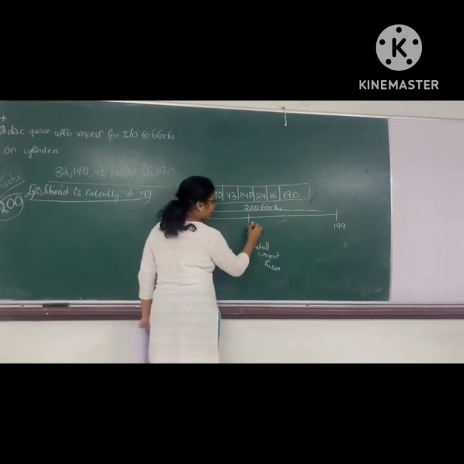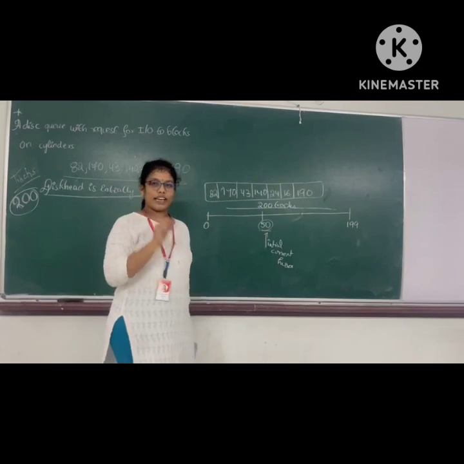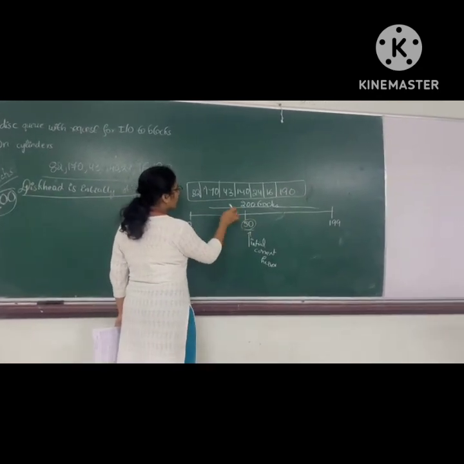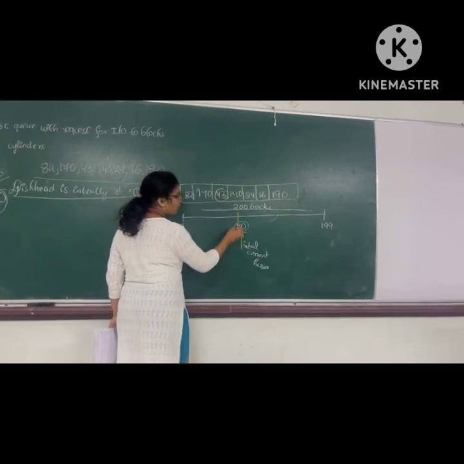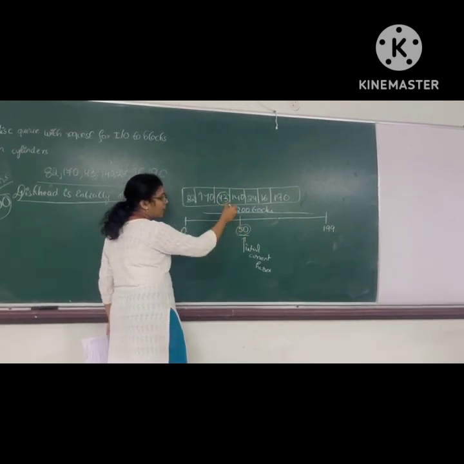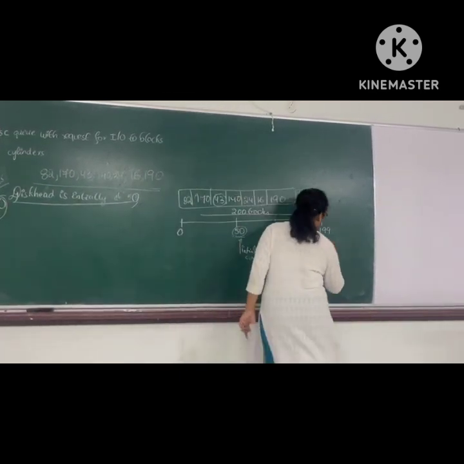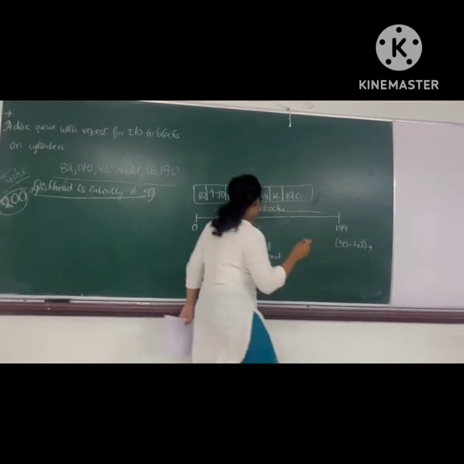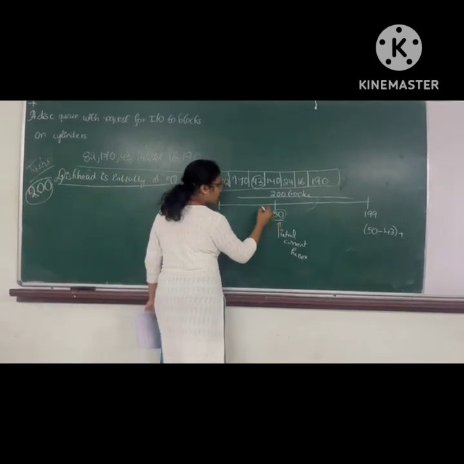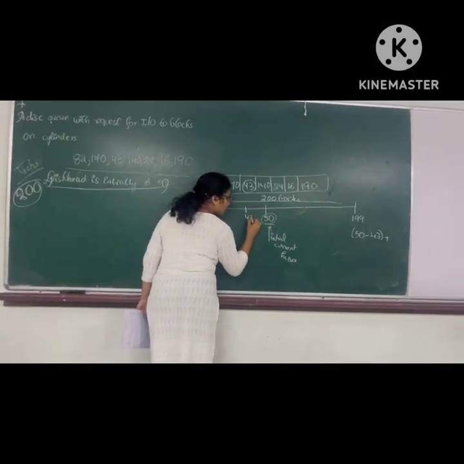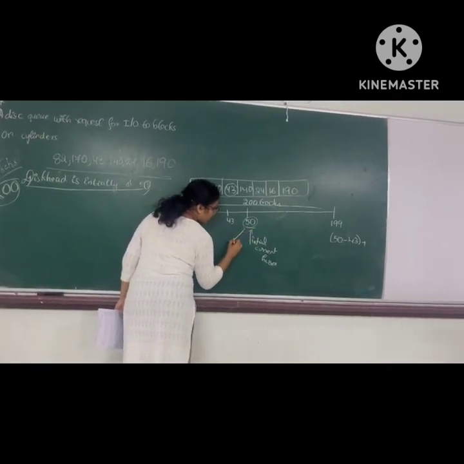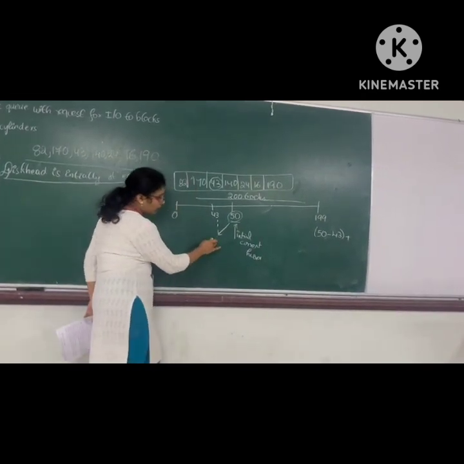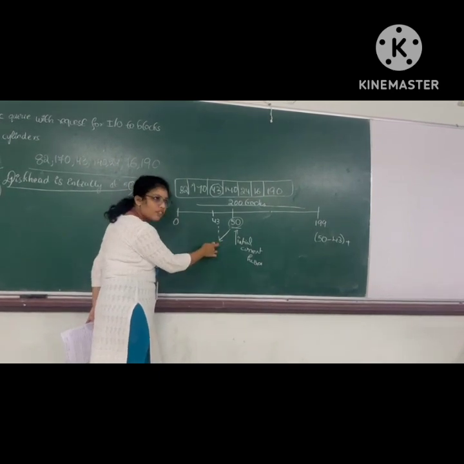From this current head 50, it will check the nearer value to 50. So in this queue, the nearer value to 50 is 43. The difference between 50 and 43 is 7. So that's why 50 minus 43 plus. So that's why from 50 it moves to 43. Now the initial read-write head is moved towards 43.